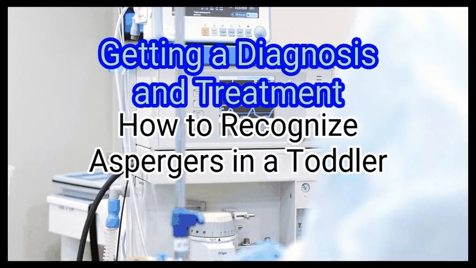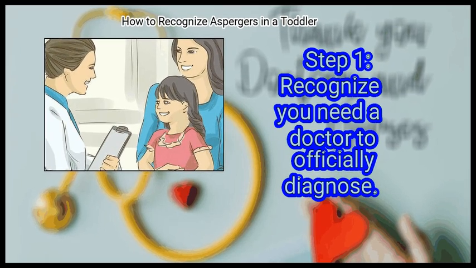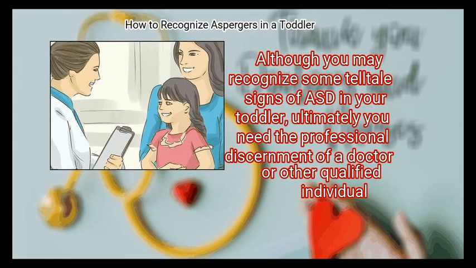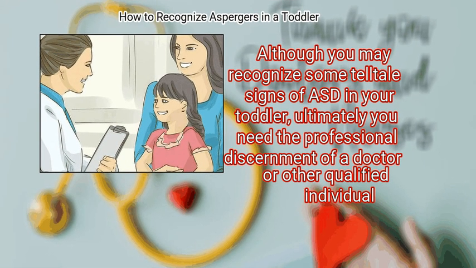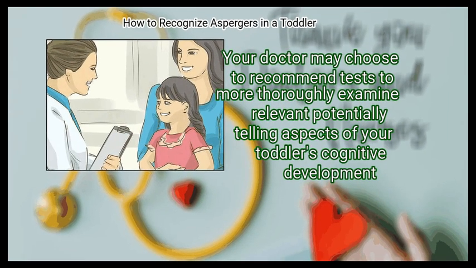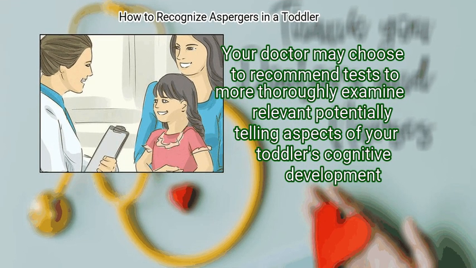Method 3. Getting a diagnosis and treatment. First, recognize you need a doctor to officially diagnose. Although you may recognize some telltale signs of ASD in your toddler, ultimately you need the professional discernment of a doctor or other qualified individual. Your doctor may choose to recommend tests to more thoroughly examine relevant, potentially telling aspects of your toddler's cognitive development.